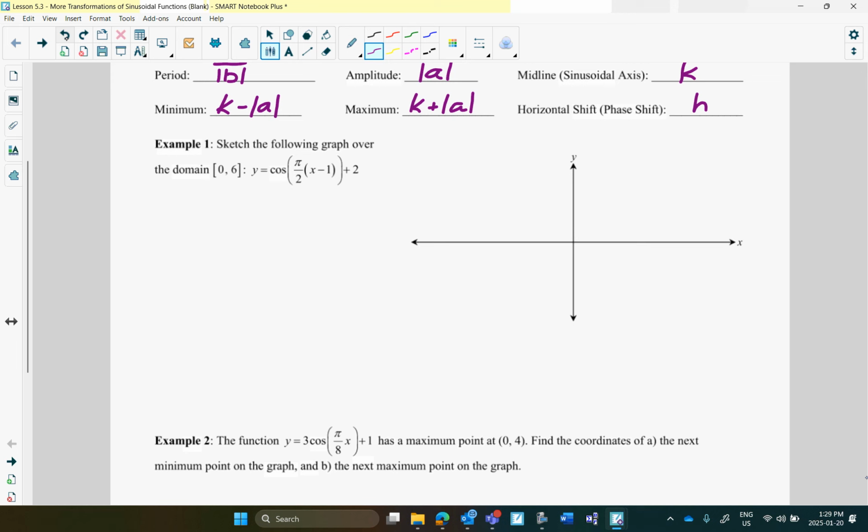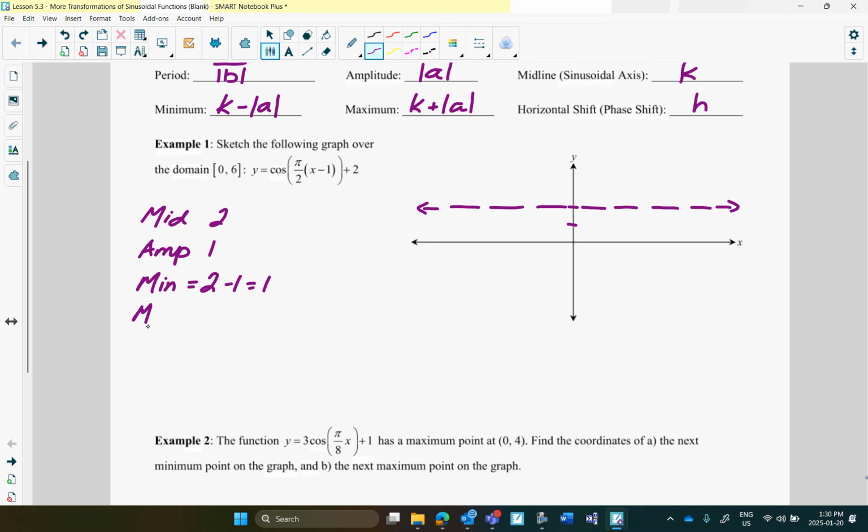So first of all, midline, which would be what? 2. So therefore, 1, 2. Amplitude? 1, which means that the minimum is 1, and the maximum is 3. 2 plus 1 is 3.